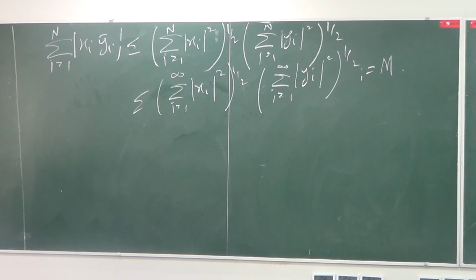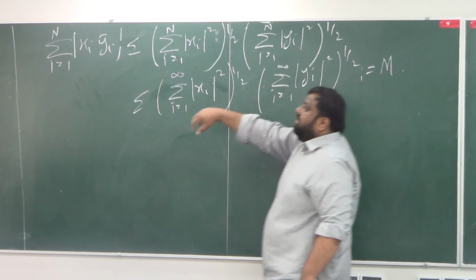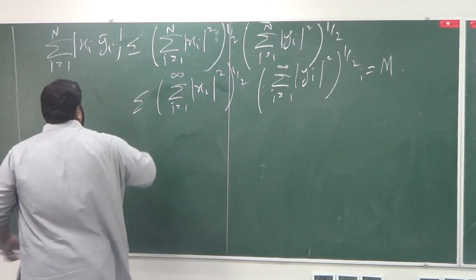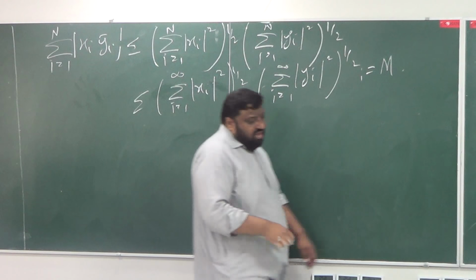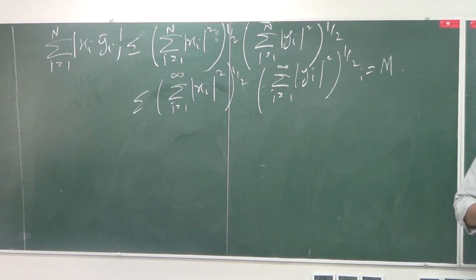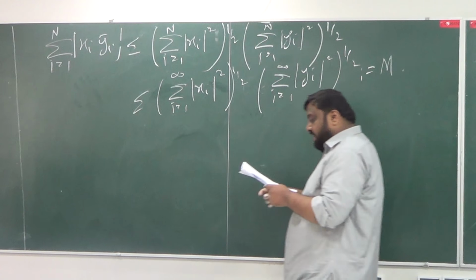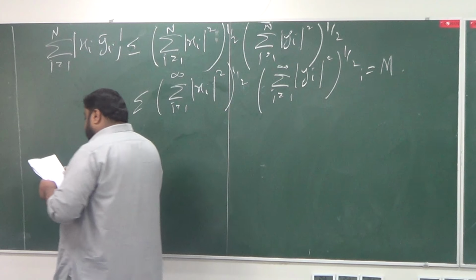So in other words, this sequence of partial sums is bounded and increasing, so it must converge to a supremum. And that supremum must be bounded by capital N. And hence this inner product makes sense. Is it making sense?